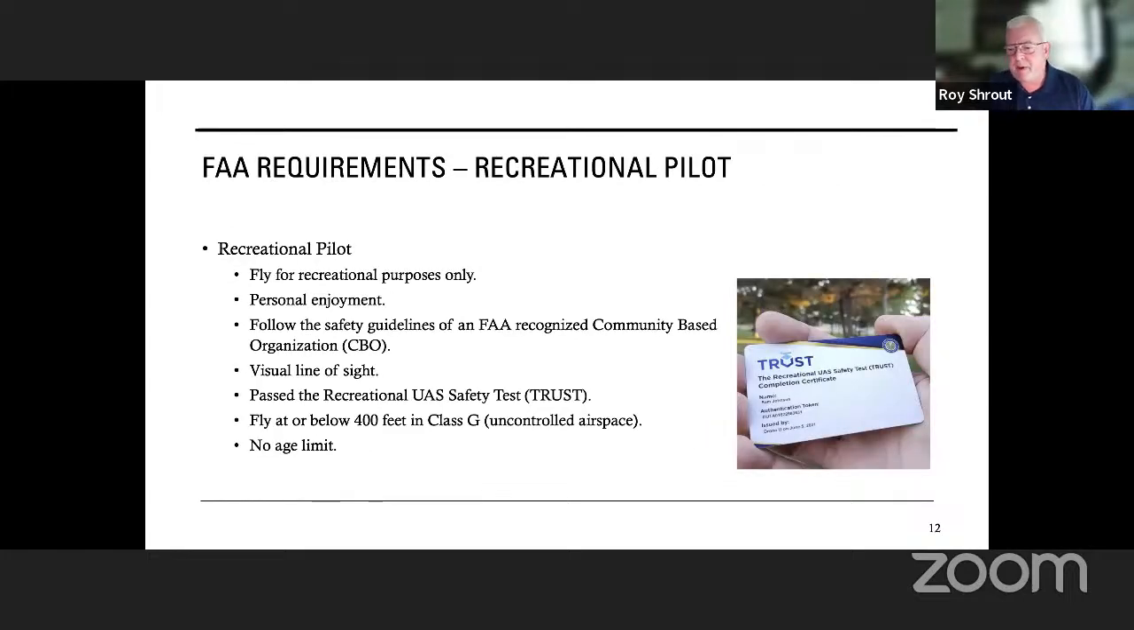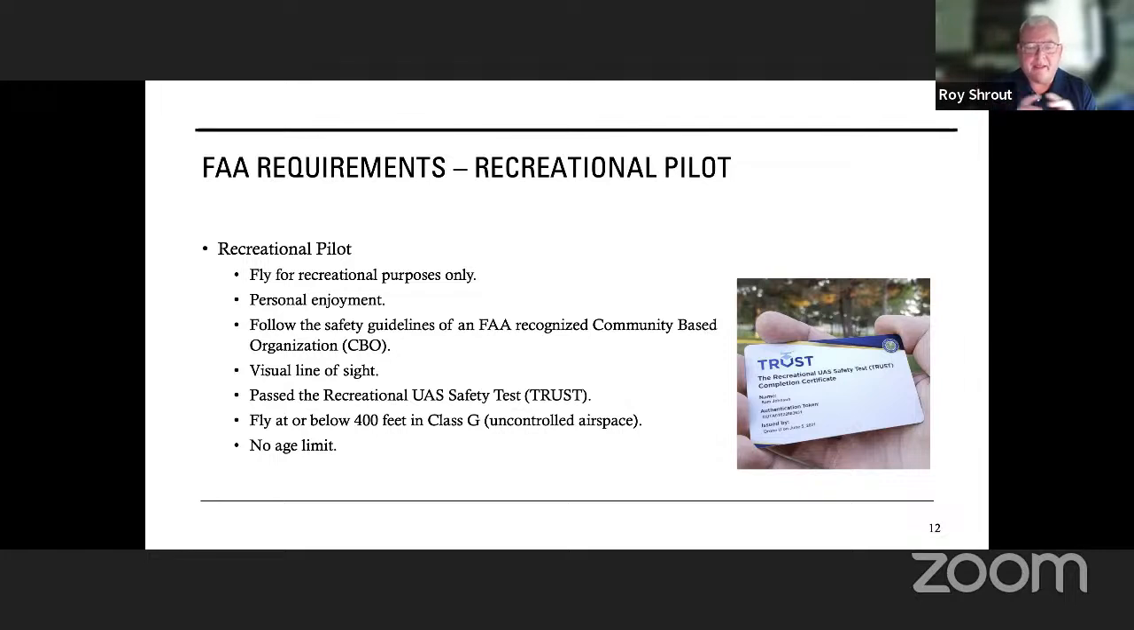Okay, recreational pilot. This is the person who buys the drone. There's no age stipulation. So if your 5-year-old, 10-year-old has one of these at Christmas time, they want to go fly it, they can fly it. But again, there's requirements. Number 1, they can only fly for recreational purposes only. In other words, you can't go out there and do this for money. That's a whole other category. Personal enjoyment. There's safety guidelines. They're all online with the FAA website to talk about it.